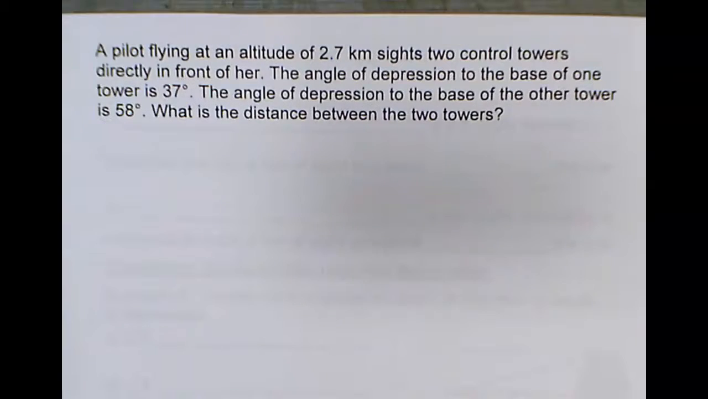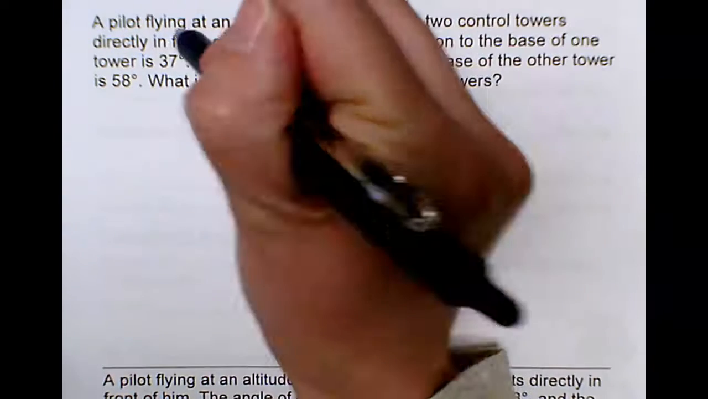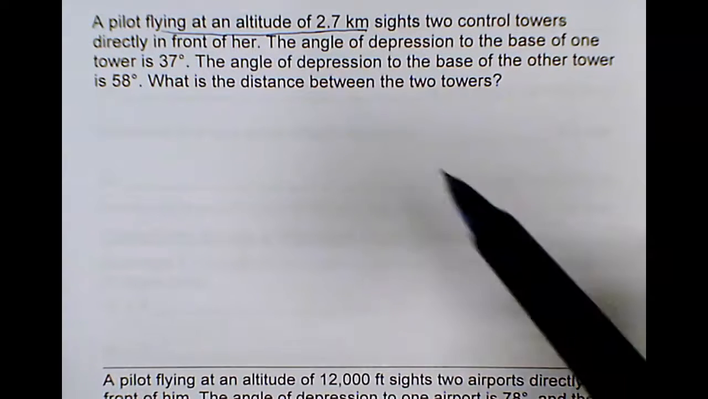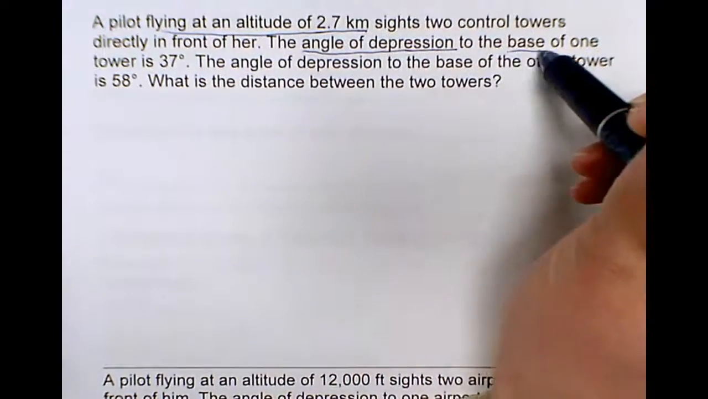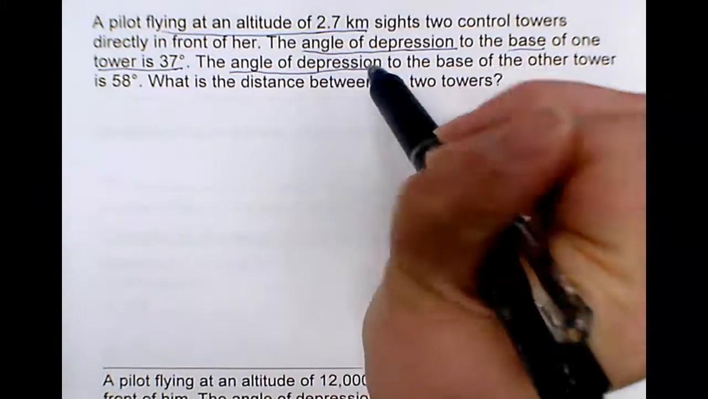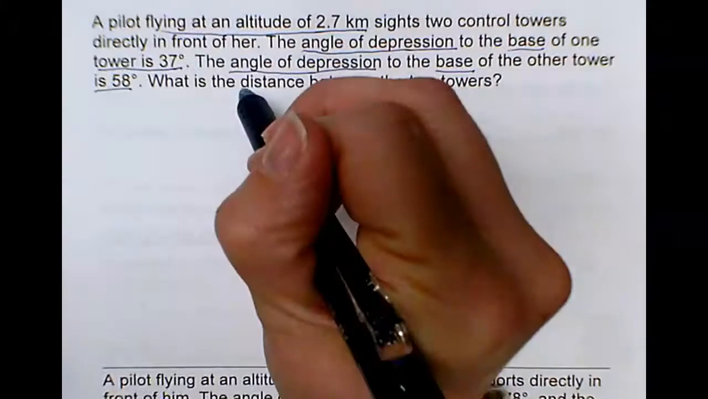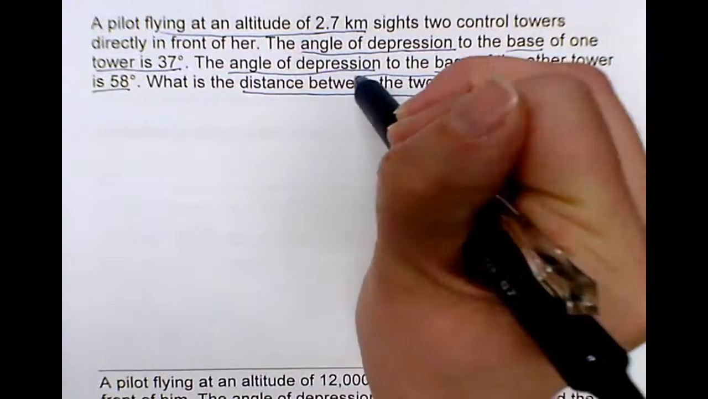I'm going to read it. And maybe you can pause your video and see if you can get the diagram before I draw the diagram. The problem says that a pilot flying at an altitude of 2.7 kilometers sights two control towers directly in front of her. The angle of depression to the base of one tower is 37 degrees. The angle of depression to the base of the other tower is 58 degrees. What is the distance between the two towers?